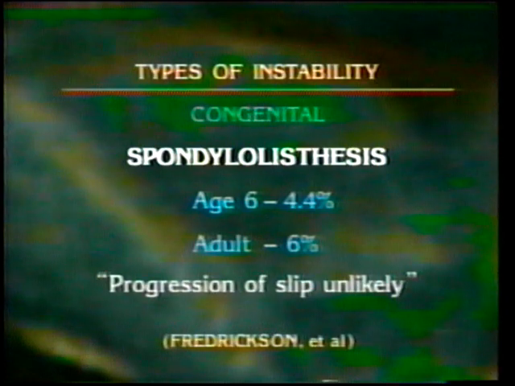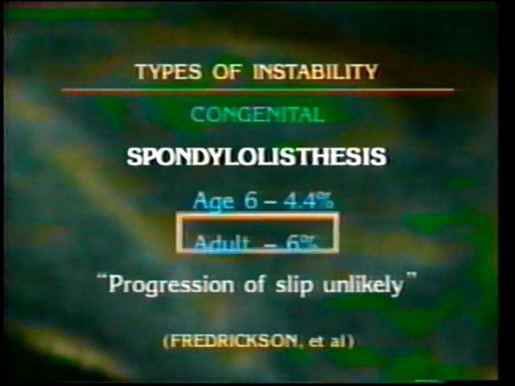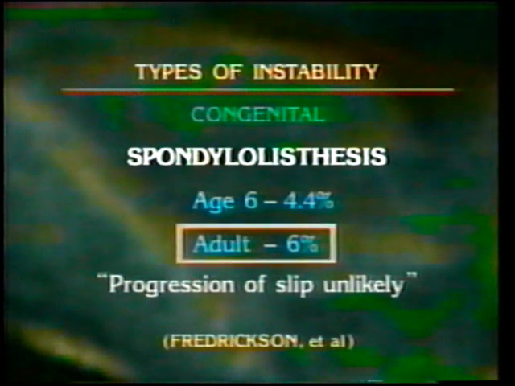We want to relate the types of instability to patients' problems. We have primarily congenital instability and traumatic instability. Congenital instability classically is spondylolisthesis. In a study reported by Fredrickson et al., they found that at age 6, the incidence in the population is about 4.4%. In the adults, it's 6%. Their study has shown, and many other studies have shown, however, that in the vast majority of these patients, progression is unlikely to occur.